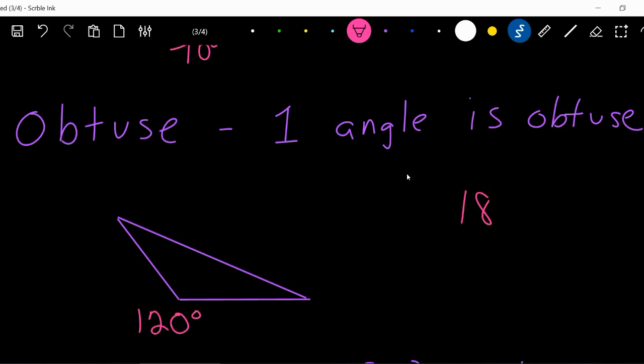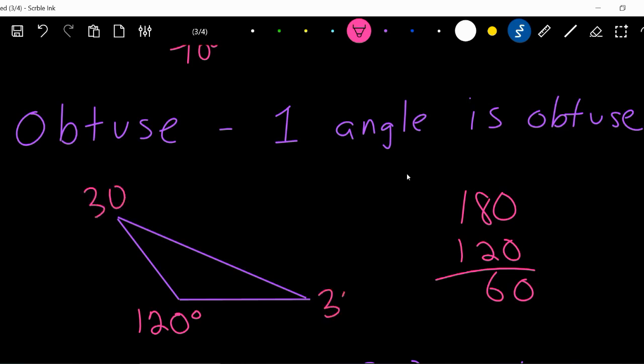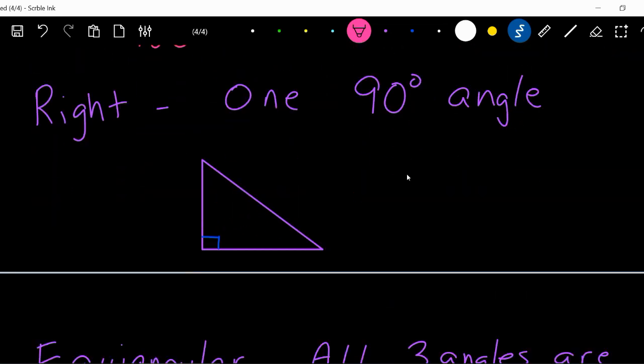Remember, we only have 180 to work with. So if we subtract 120 degrees, the other two have to equal 60. So maybe this one's 30 and this one's 30. Okay? So in that case, that would be an obtuse triangle. One of the angles is obtuse. One of them is more than 90.